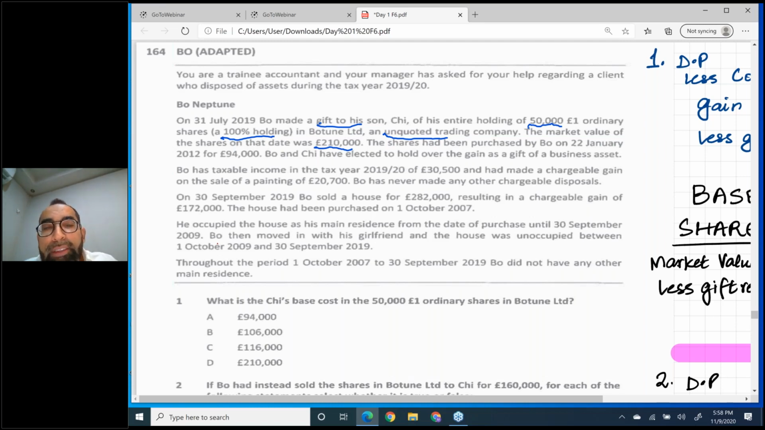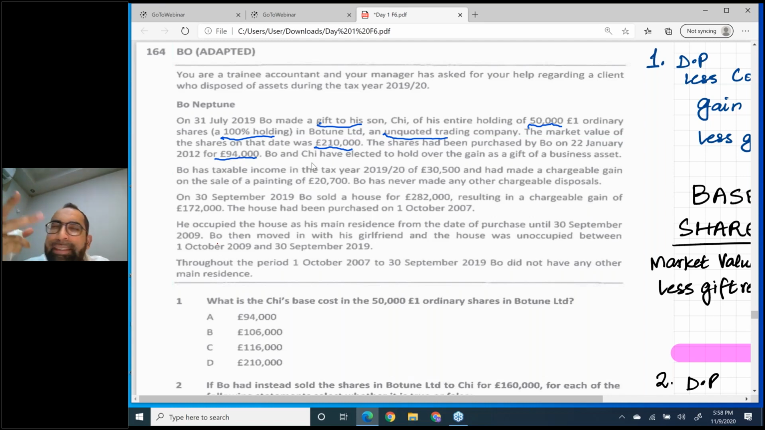Open your eyes, your market value will be 210,000. Your market value here will be 210,000. DP will be 210,000. Sorry. The shares had been purchased by Bo on 22nd January 2012 for 94,000. Very easy. This 210,000 is your DP, your disposal proceeds, and your cost is 94,000.